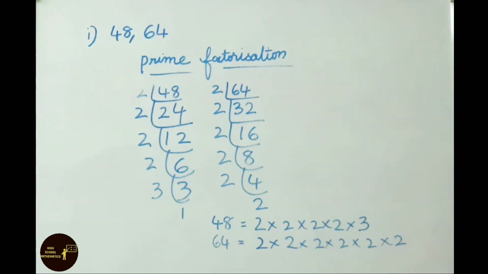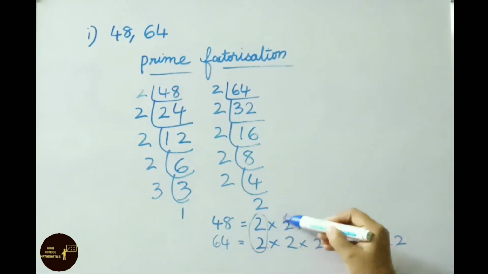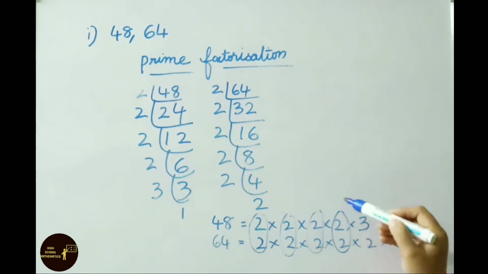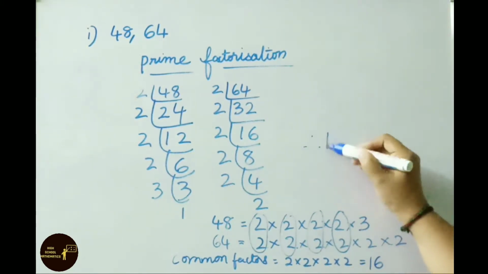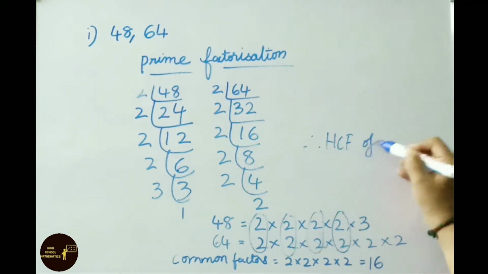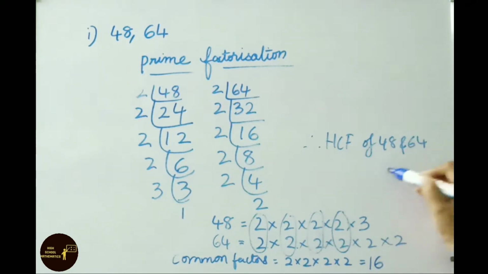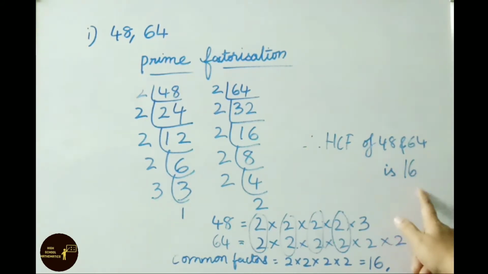Now let us check the common factors in both. 4 times 2 were common here. So write down common factors equals 2 into 2 into 2 into 2. That equals 2 2s are 4, 4 2s are 8, 8 2s are 16. Therefore, HCF of 48 and 64 is 16. In both the methods, we got HCF 16 only.